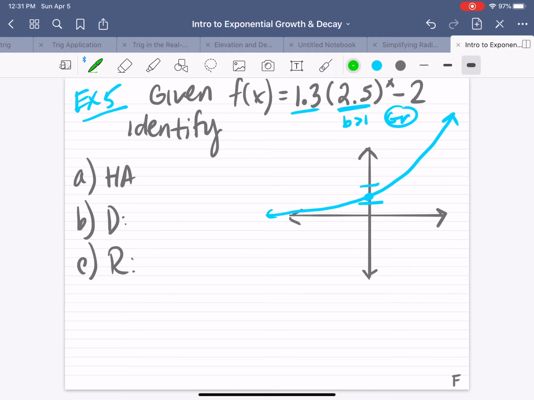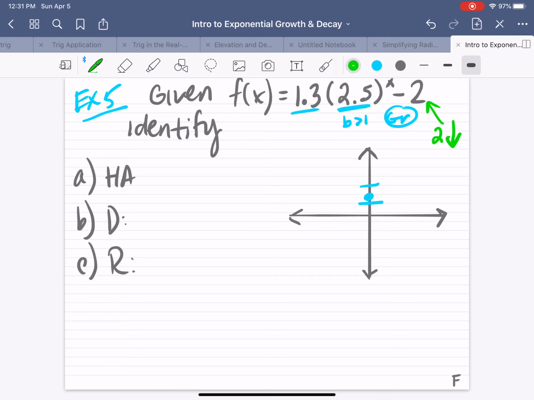Now, part A is finding the HA. So again, the HA will always be 0 unless it has a... Okay, so here's why I gave you this problem. This problem has a transformation. This problem is transformed 2 units down. As you can see, we subtracted 2 at the end. So this is a transformation 2 units down. So let me show you how this affects your graph.